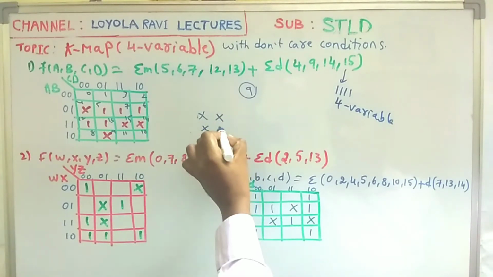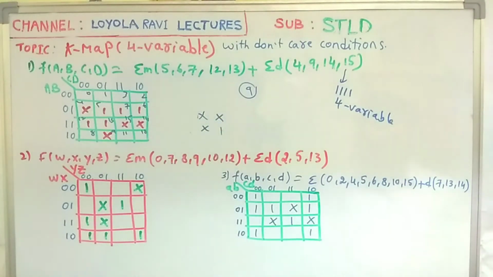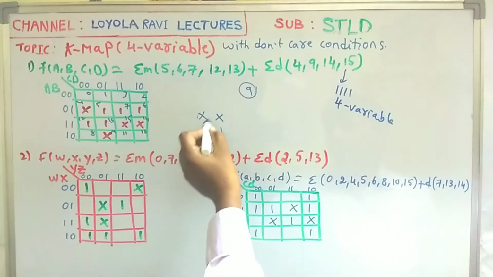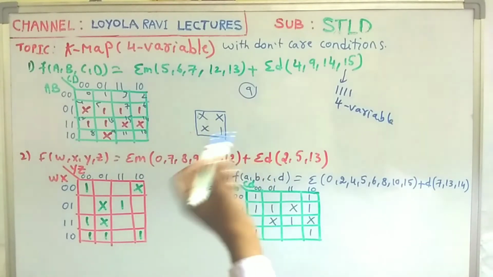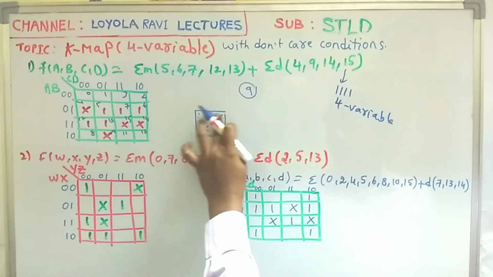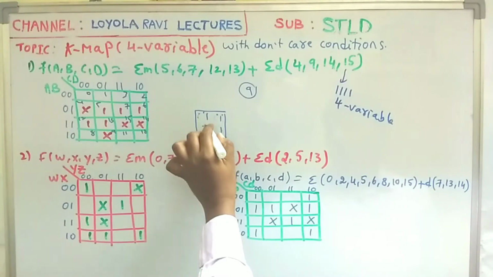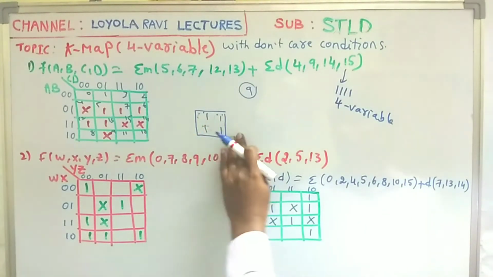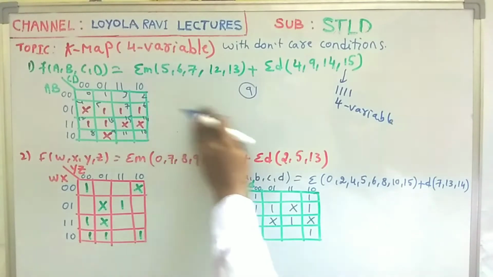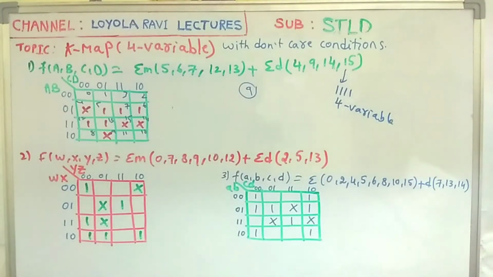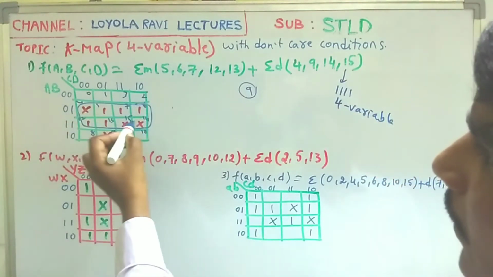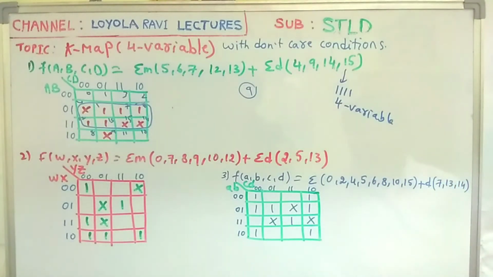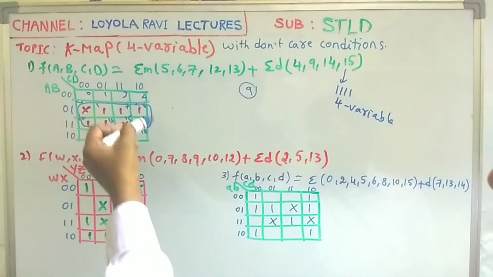For example, here we have a 1. Then you can check: if you take these don't cares as 1, there is a formation of a quad. That's why you compulsorily have to consider these don't cares as 1 and form the quad. Like that you have to observe. If you want, you can take them; if you don't want, you can leave them. That is the intention of don't care. Then see here, I am forming one octet by considering don't cares as 1. If I take don't cares as 1, there is a formation of an octet.